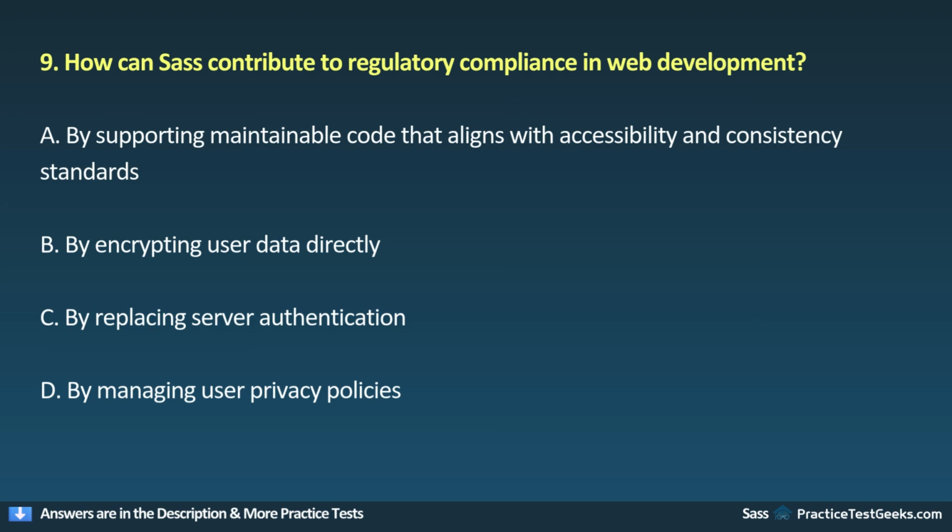9. How can Sass contribute to regulatory compliance in web development? A. By supporting maintainable code that aligns with accessibility and consistency standards. B. By encrypting user data directly. C. By replacing server authentication. D. By managing user privacy policies.